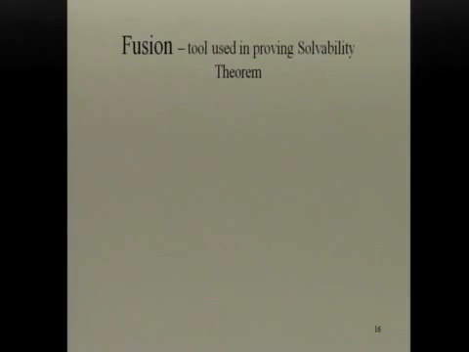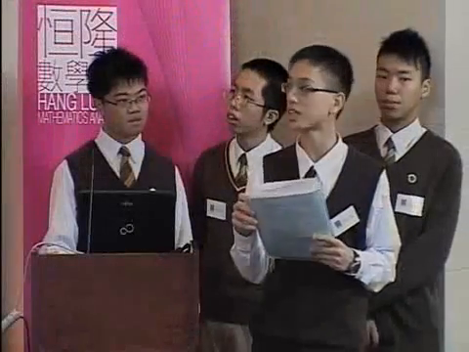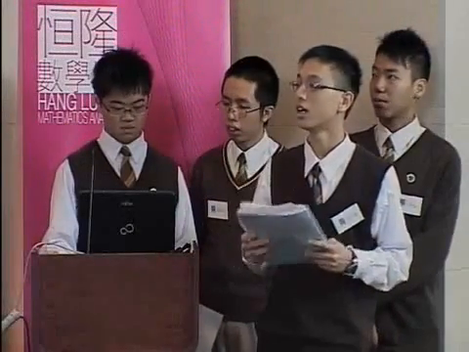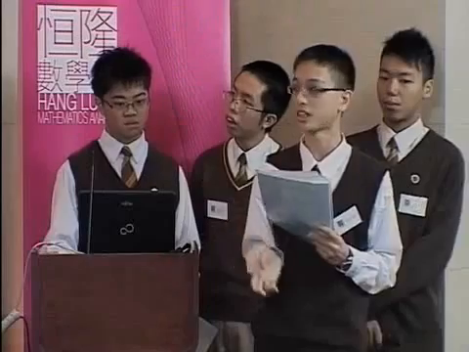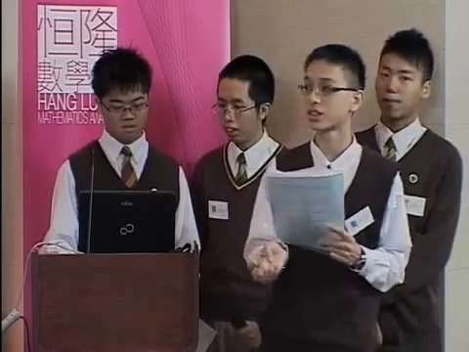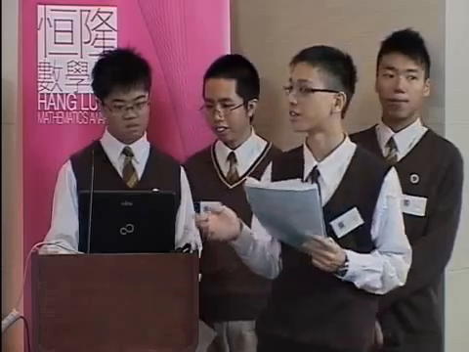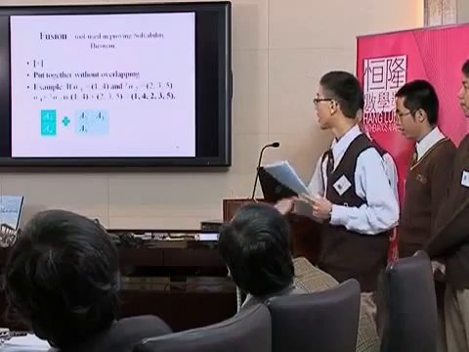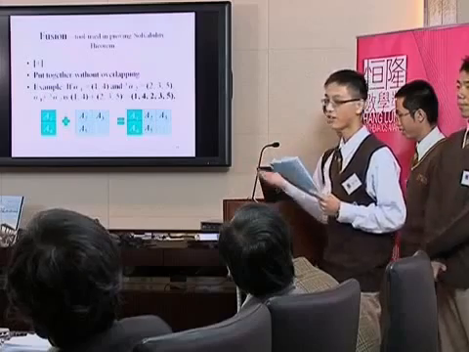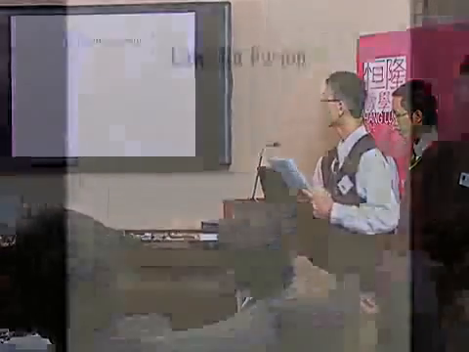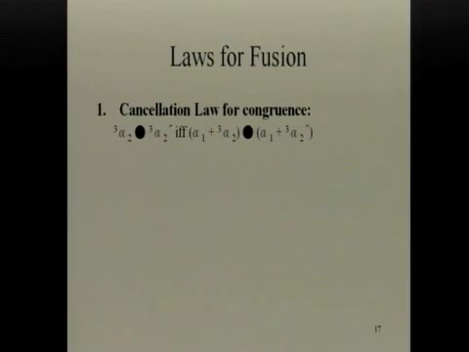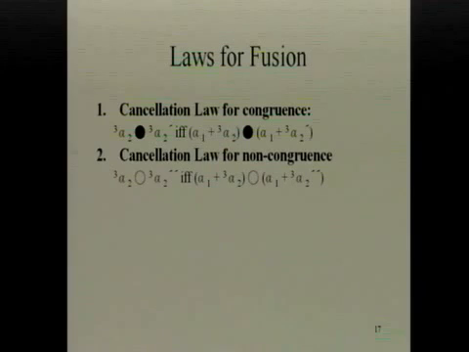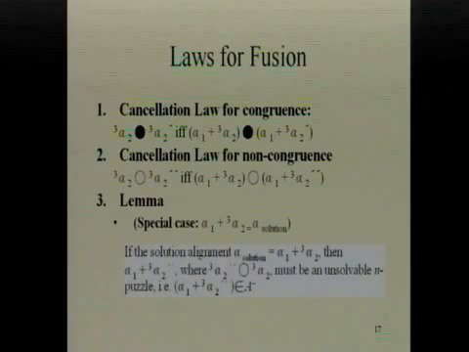To generalize the results from 3-2-2 puzzles to all MPQ puzzles, we introduce a concept called fusion, and we use the plus sign to denote it. For example, if we fuse 1, 4 with 2, 3, 5, then we obtain the result 1, 4, 2, 3, 5 as shown on the screen. For fusion, we discover 3 laws, which are the cancellation law for congruence, the cancellation law for non-congruence, and the lemma on which the solvability theorem is based.